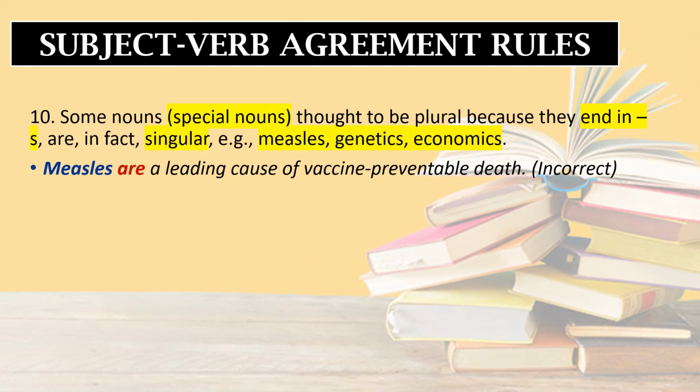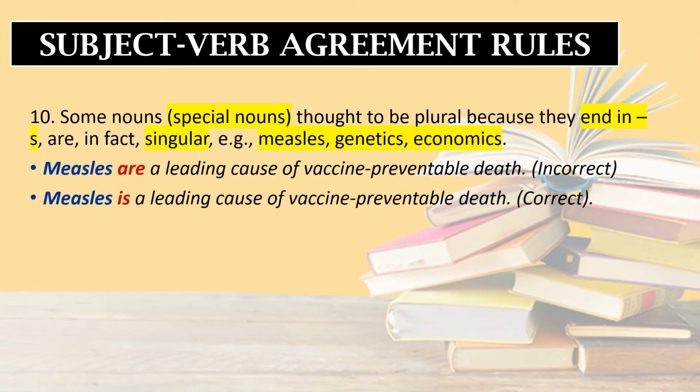For example, measles are a leading cause of vaccine-preventable death. This is an incorrect sentence. Measles here is singular, therefore we need to use is. Measles is a leading cause of vaccine-preventable death.